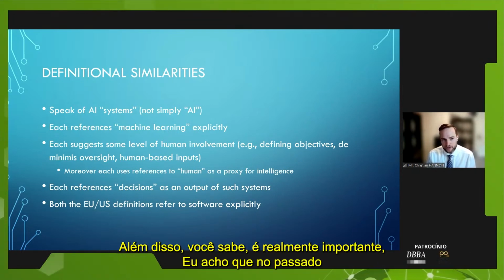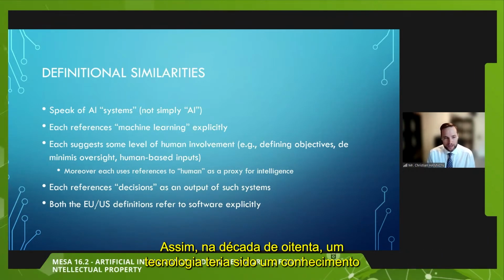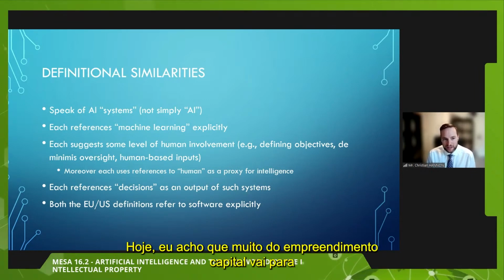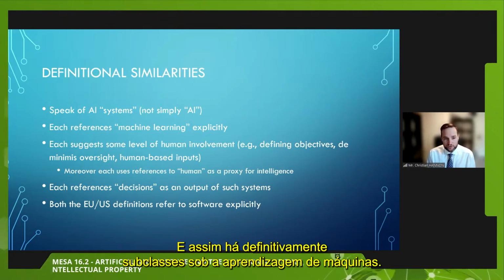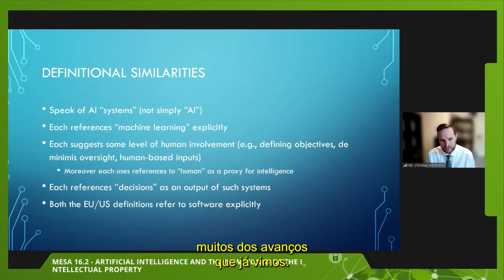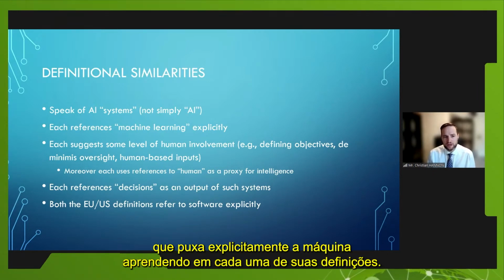Also, really important, I think in the past, there have been waves of prominent AI technologies, right? So back in the 80s, a very prominent technology would have been a knowledge-based expert system or symbol-based system. Today, I think a lot of the venture capital goes towards machine learning systems. There are definitely subclasses underneath machine learning, but in the broadest sense, machine learning captures a lot of the breakthroughs that we've seen, and I'll touch on some of those.